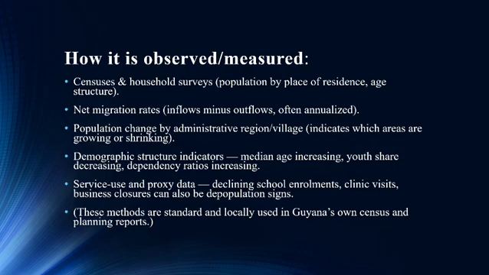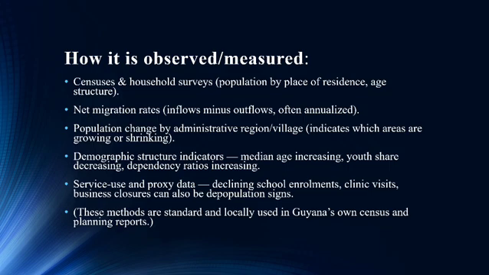Now we are going to talk a little about how it's observed or measured. Rural depopulation can be measured in several ways. The first point we have is the census and household survey. This survey shows how many people live in each area, their age, and it also helps us see changes in population.